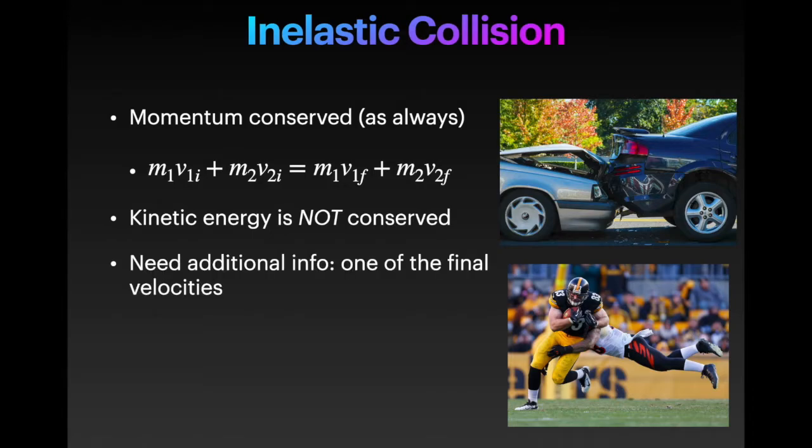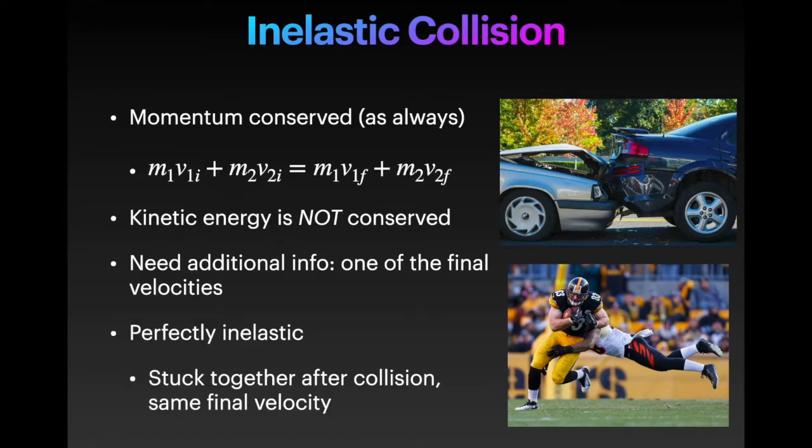In order to solve this, because we only have one equation and two final velocities to solve for, we're going to need some additional information. For instance, if you're given one of the final velocities, you can figure out the final velocity of the other object. The other way we might have additional information is if the collision is perfectly inelastic.